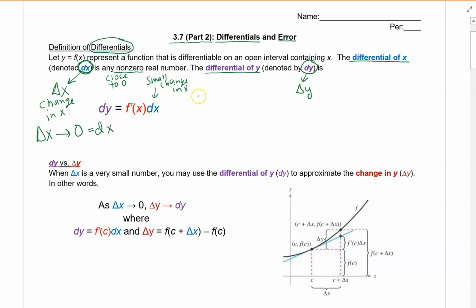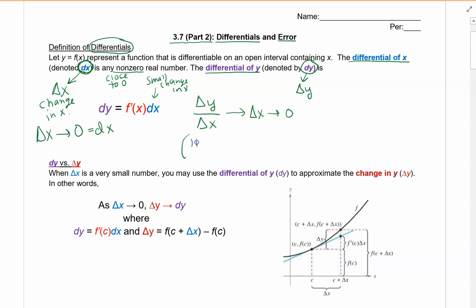This stems from the idea of the derivative, which is a rate of change. It's basically taking a slope of a line connecting two points. So this delta y is like a change between two y values. The delta x is a change between two x values. And what we did in chapter 2 is we looked at what would happen to that slope if I let the change in x go to 0.